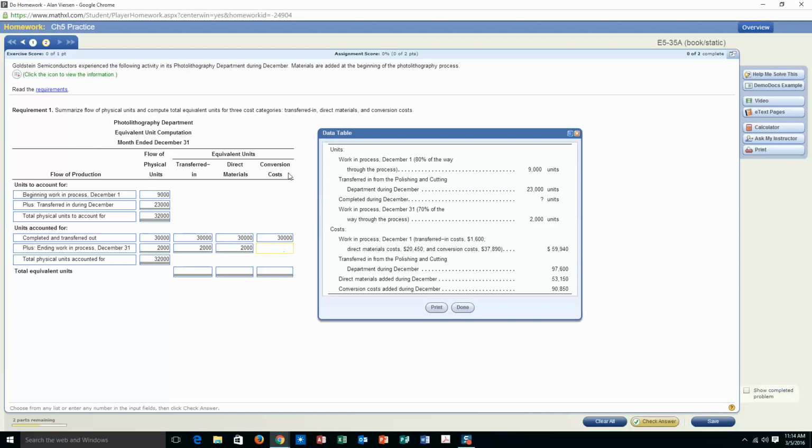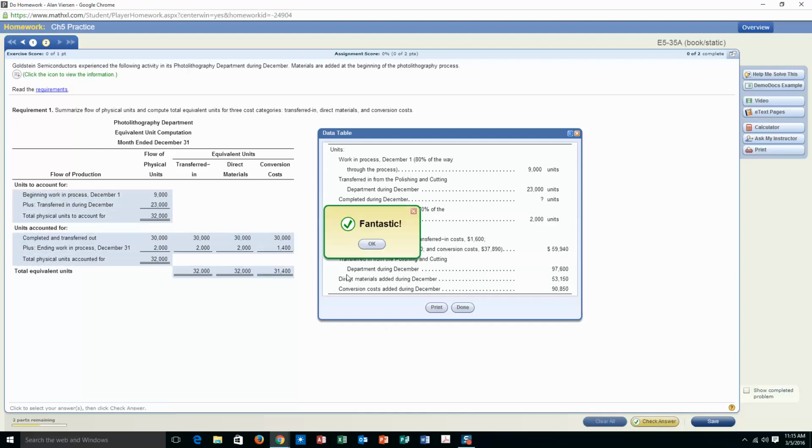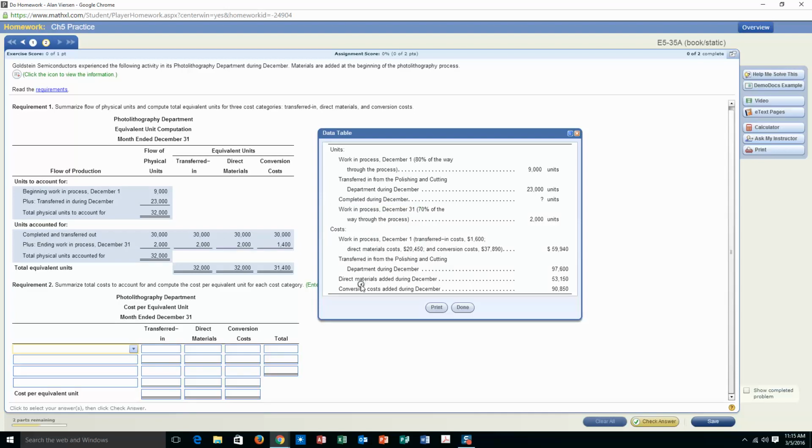For the ending work in process, the conversion will go over here where it says ending work in process is 70%. So 70% times 2,000 is 1,400. So my total equivalent units are 32,000 for transferred in, 32,000 for direct materials, and 31,400 for the conversion cost units. So step 2, I calculated my equivalent units.